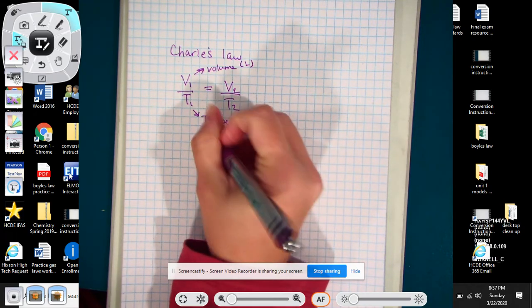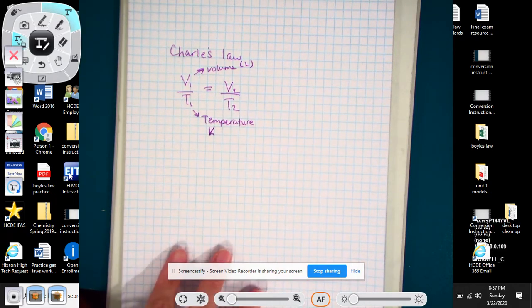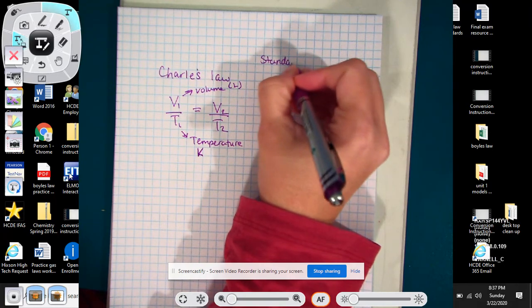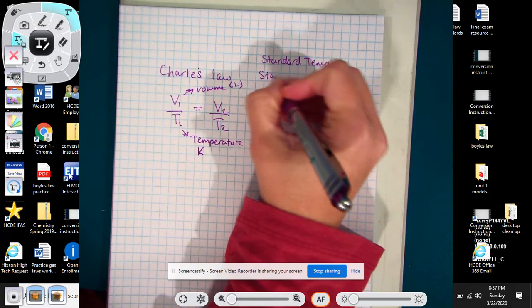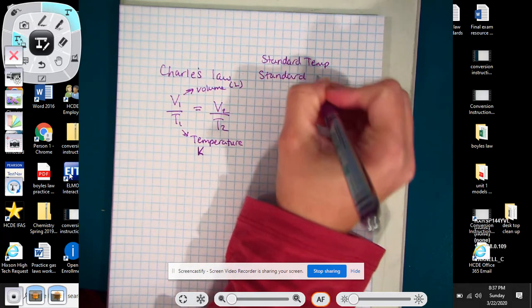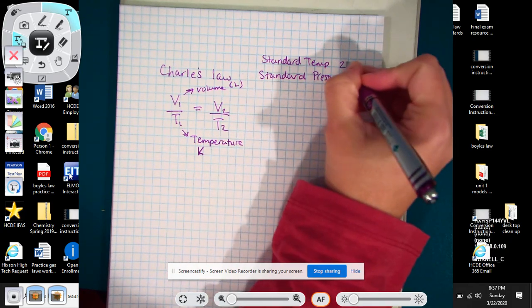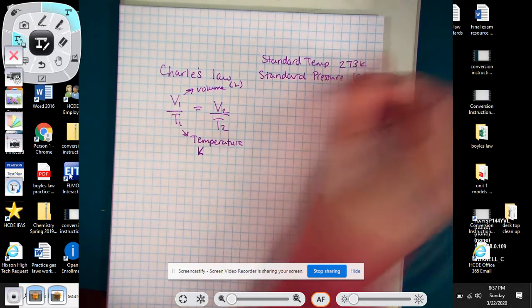And something I didn't mention the other day that a few of you did ask about: if it says standard temperature and standard pressure, those are always the same numbers. So standard temp is 273 Kelvin, and standard pressure is 1 atmosphere.